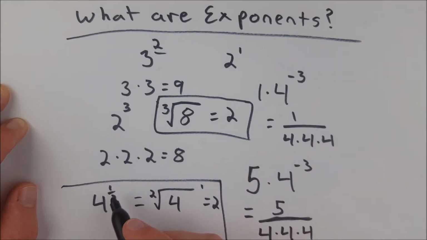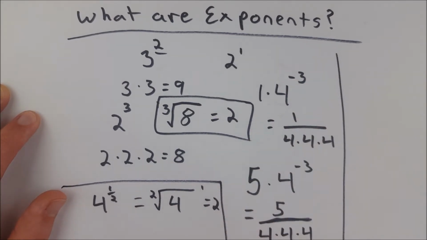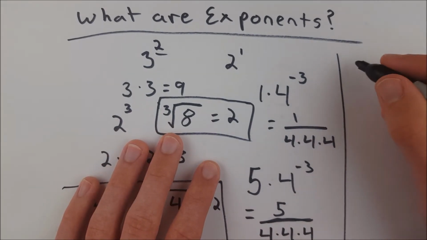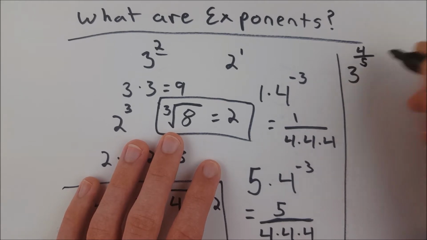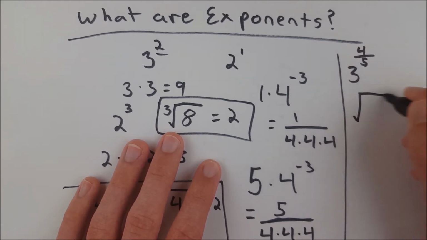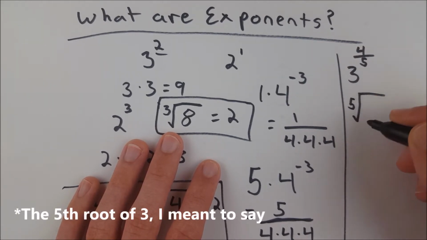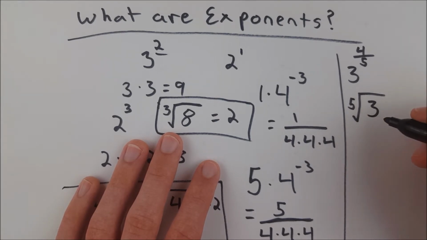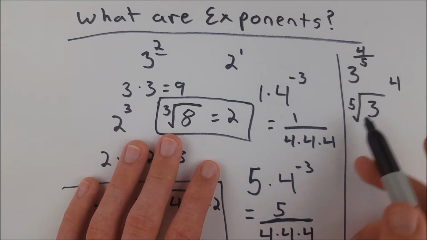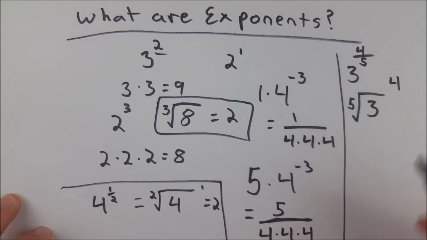So if we have something to a fractional power, we take the root indicated in the denominator and raise it to the power indicated in the numerator. One more example of that would be 3, let's say, to the power of 4 divided by 5. This means we'll take the fifth root of 3, which is the number which, when multiplied by itself 5 times, gives us 3, and we raise this to the power of 4. Of course, this is going to give you some nasty numbers most of the time, but that's no big deal.